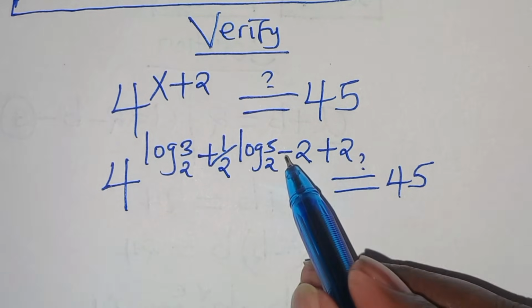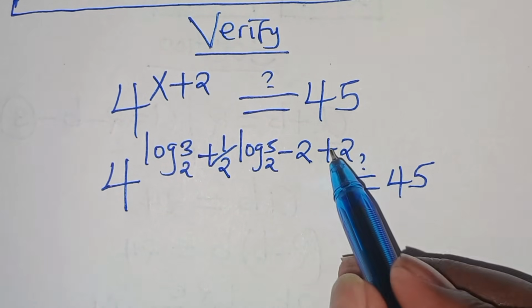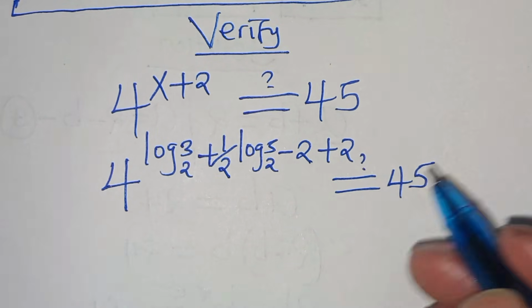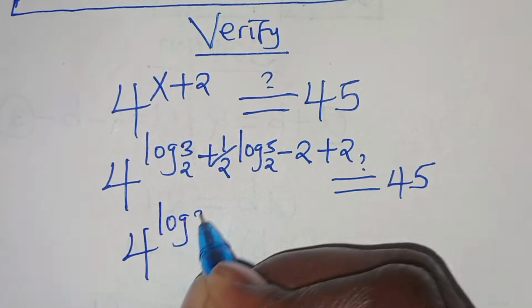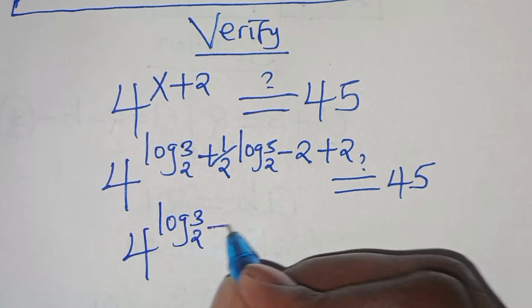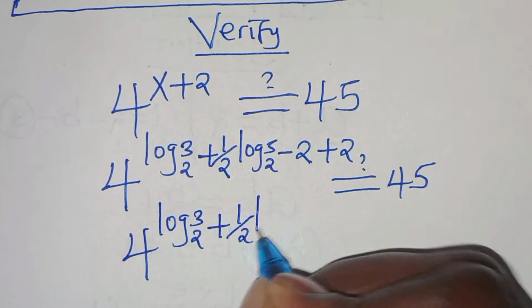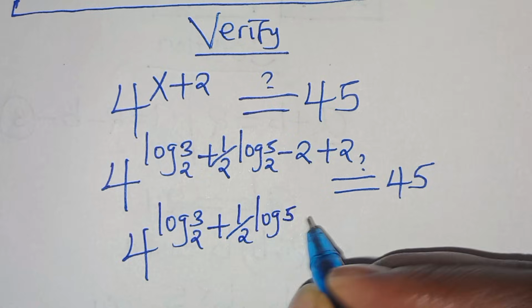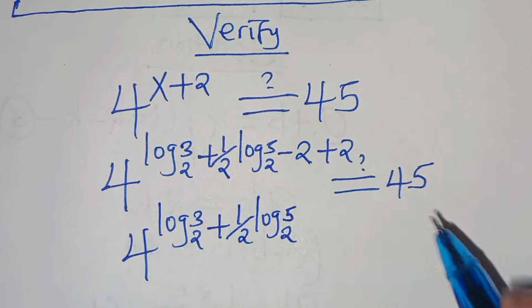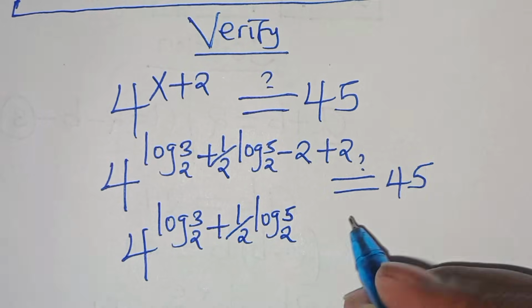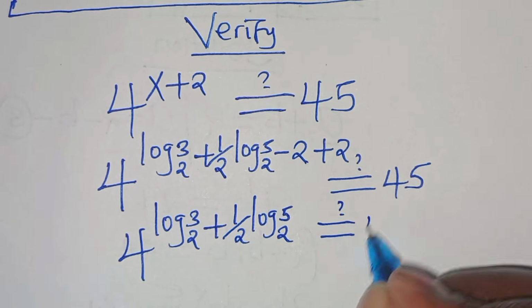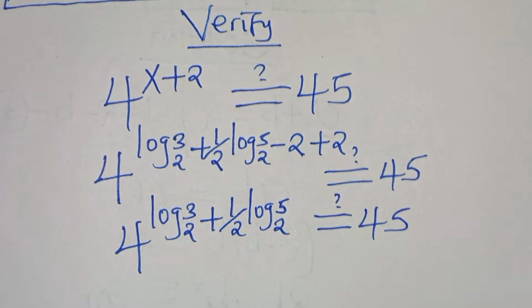Now this implies that the minus 2 plus 2 is equal to 0. So we have 4 to the power of log 3 to base 2, plus a half log 5 to base 2, minus 2 plus 2. This simplifies, and this is supposed to give us a value of 45.